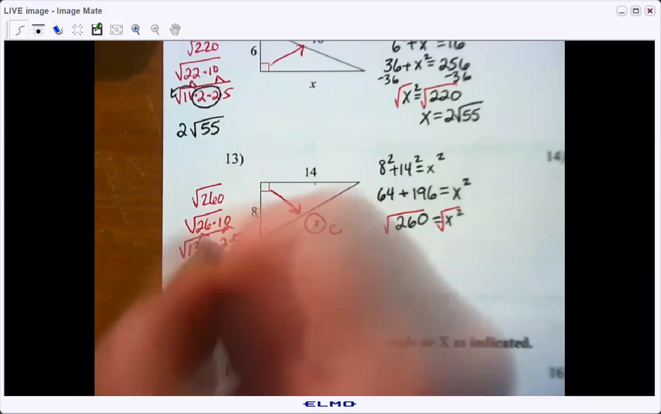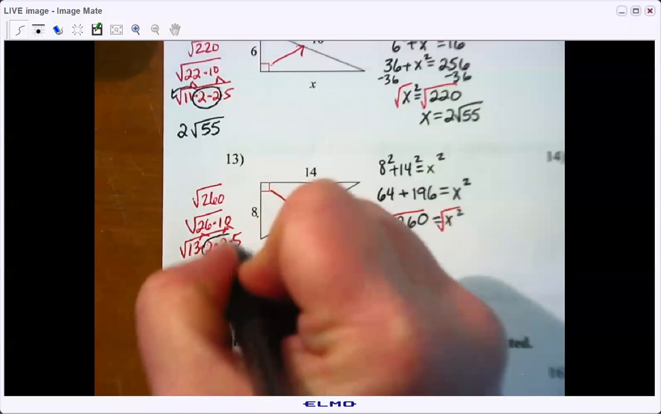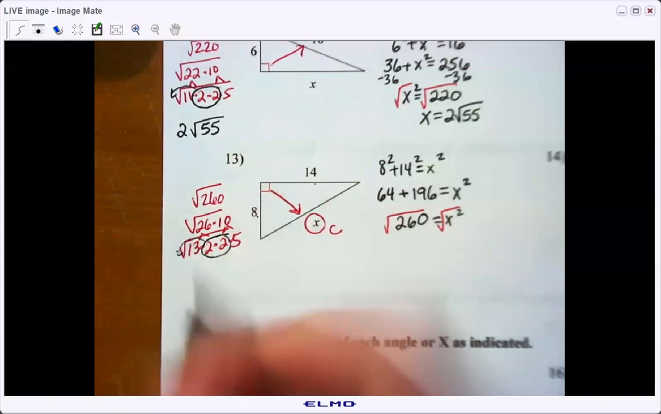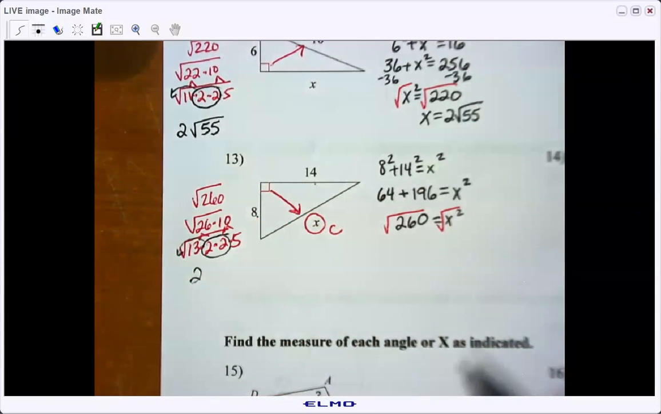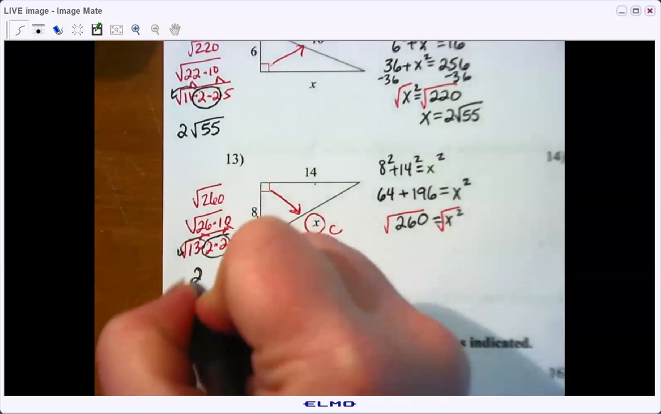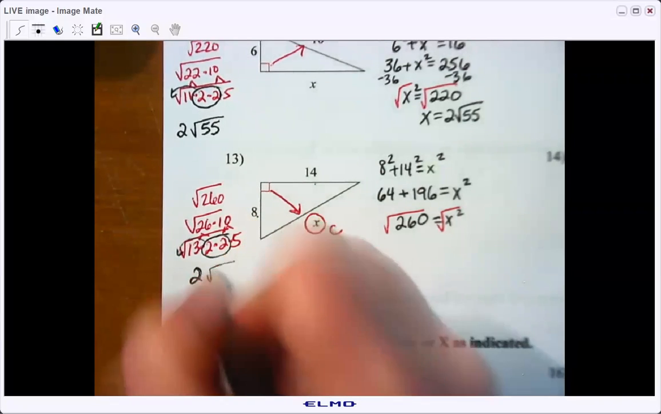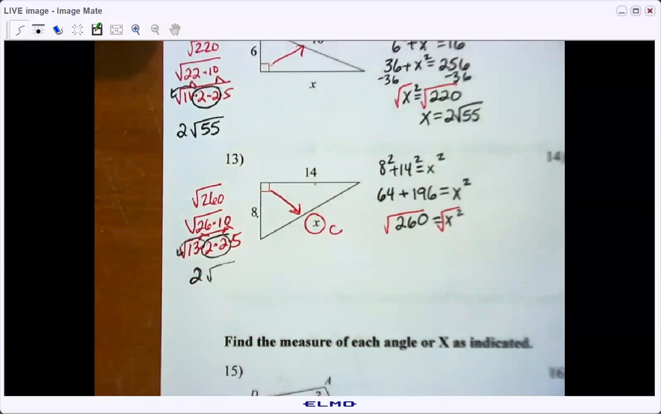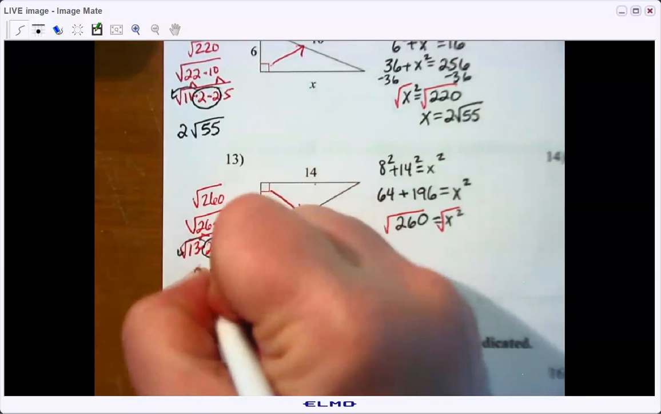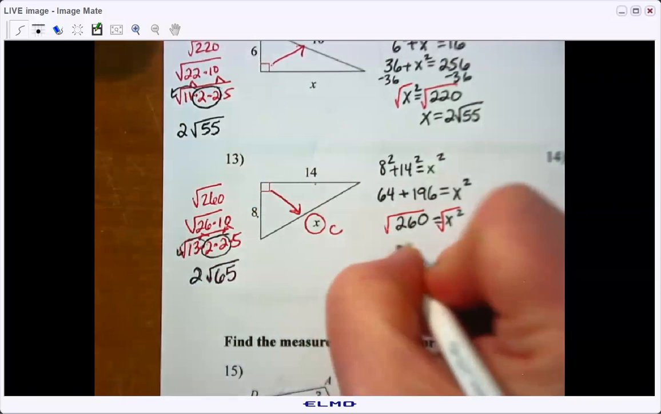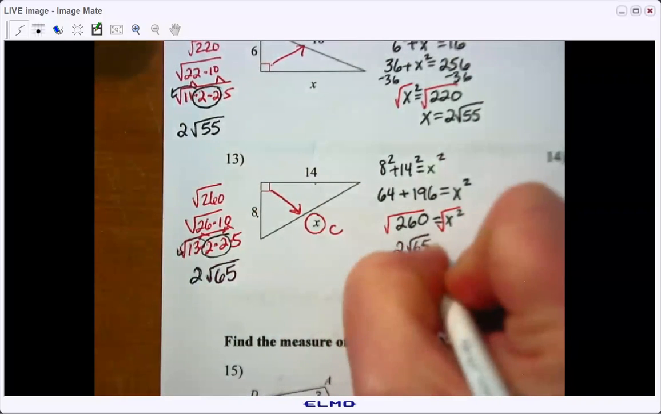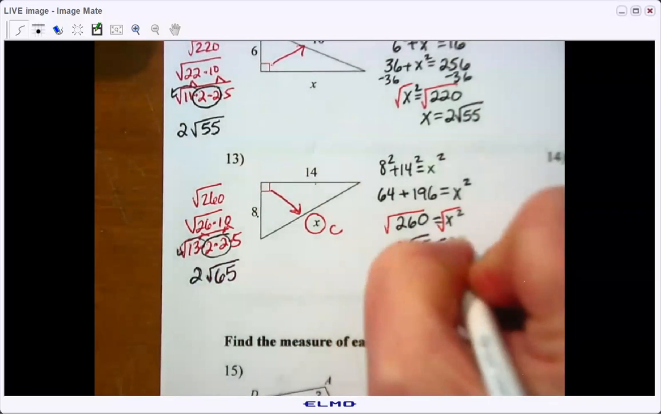So I do have a pair of 2's again. Very similar to the last one. So I have a 2 on the outside. And then I multiply my 13 times 5 back together. I have 65. So this would give me 2 root 65 is equal to X.